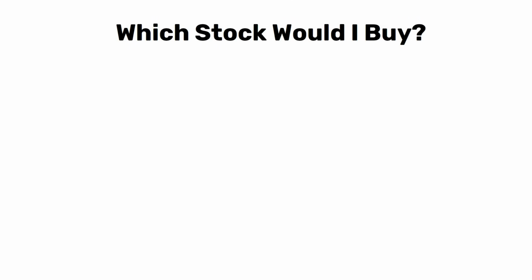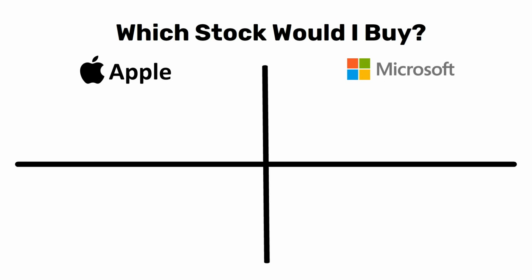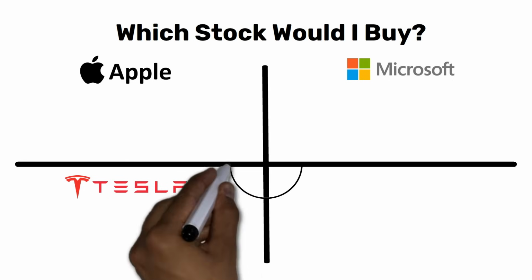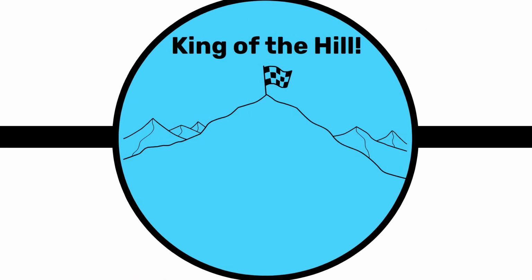Yes, you read the title right. This video is not theoretical, nor is it based on a book. This is a practical video in which I'll analyze some of the most popular stocks out there: Apple, Microsoft, and Tesla. I'll look at these sought-after companies through my lens of value investing to see where I'd be most likely to put my own money today. The winning stock will be crowned the King of the Hill.